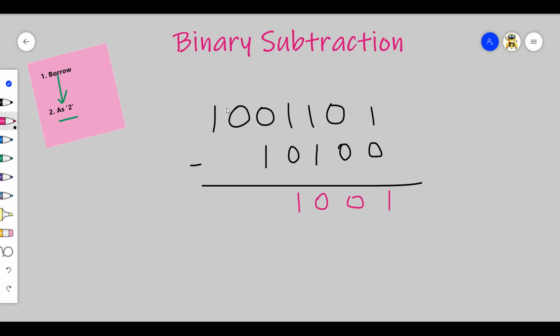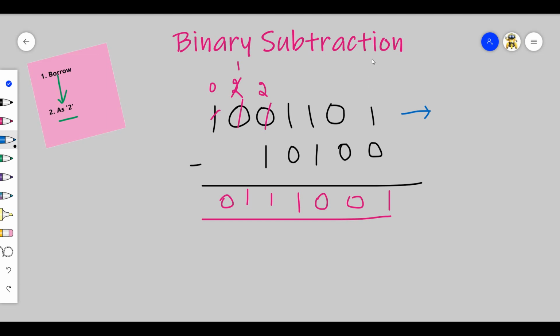Here it is not possible, so I need to borrow from here, so that will become 0 and this will become 1. Here it is needed, so I am borrowing it from here, so that will become 1 and this will be 2. So 2 minus 1 is 1, and this is 1 and 0. So that is my final difference.